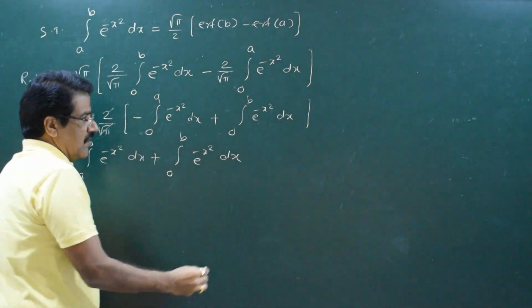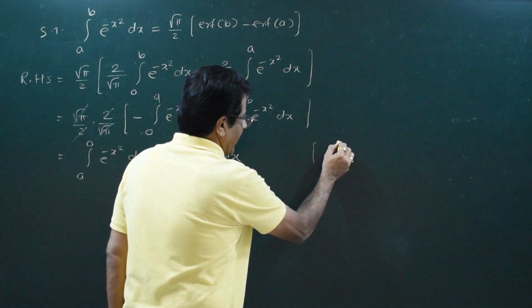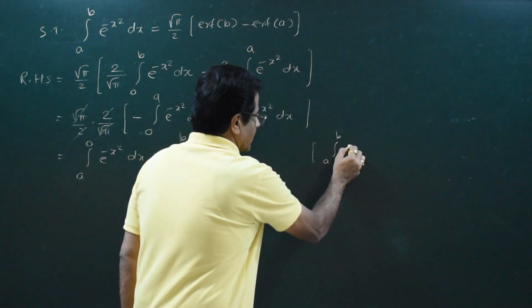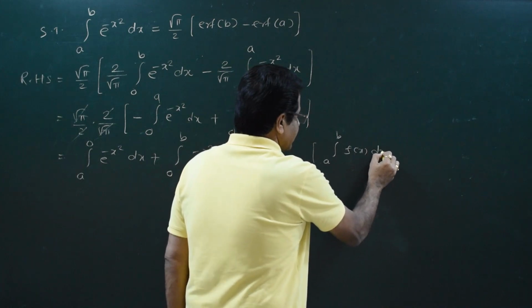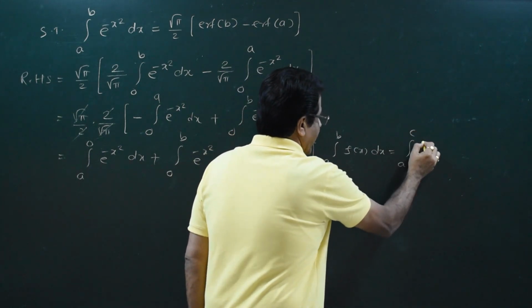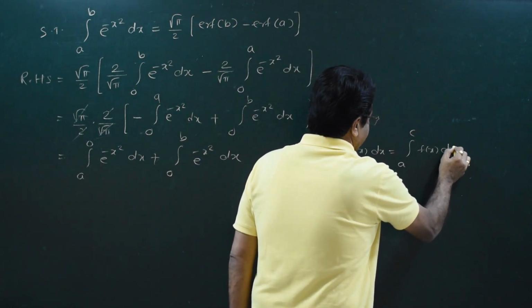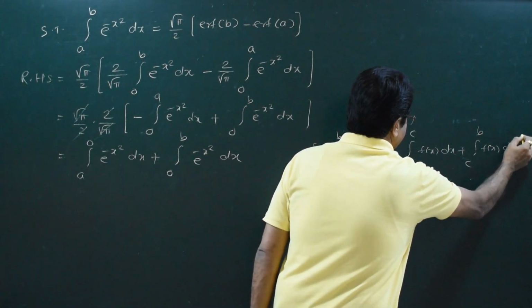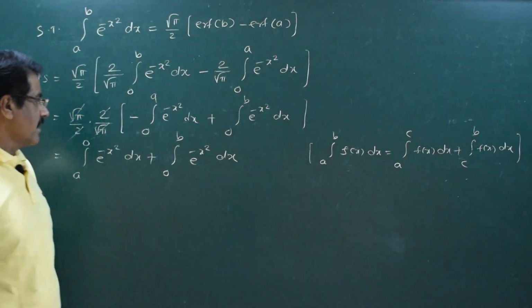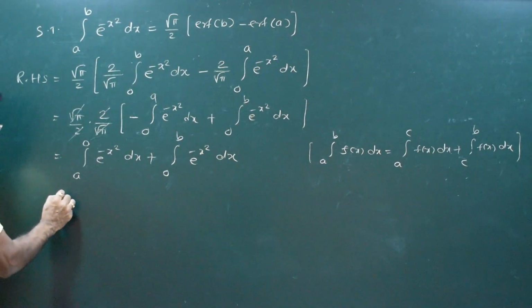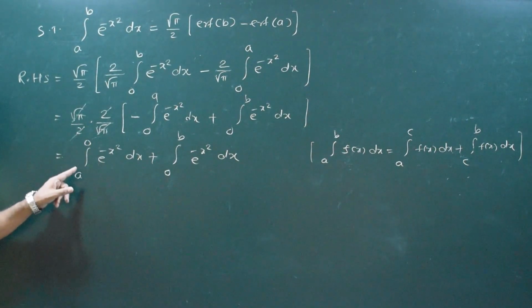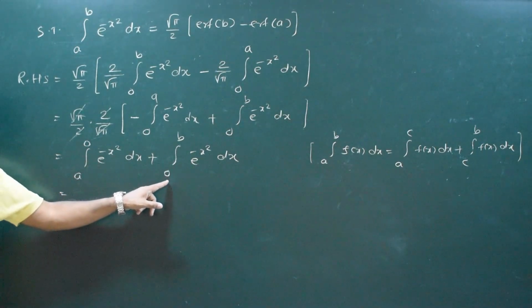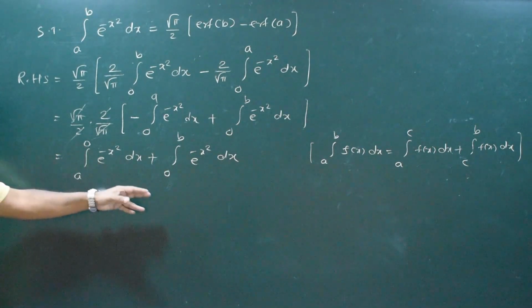x square dx. Now we know this property of definite integration, that is integration a to b f x dx is always equal to a to c f x dx plus integration c to b f x dx. So you just have to use this property here to complete the example. Here there are two integrations, and here the upper limit is 0, here the lower limit is 0. So this 0 is nothing but c.